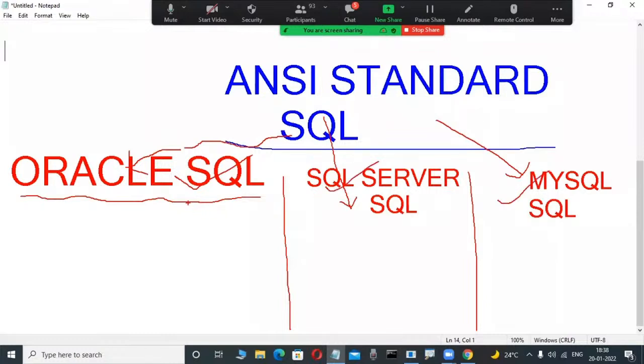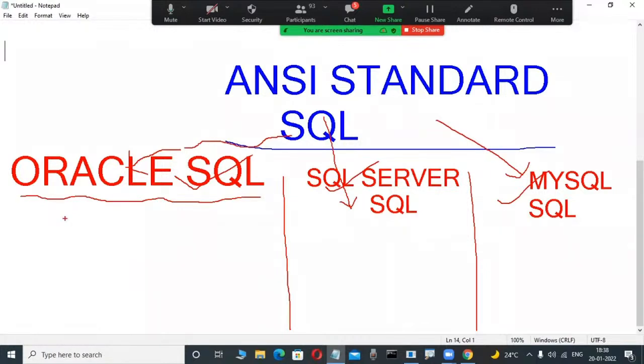Conceptually means table is there, view is there, procedure is there, function is there, trigger is there, package is there in Oracle SQL. Here also in SQL Server, what is table, what is view, what is synonym, what is index, what is procedure, function, trigger, the same. Conceptually in MySQL also table, procedure, function, trigger, package. These are the same conceptually, but syntactically totally different.